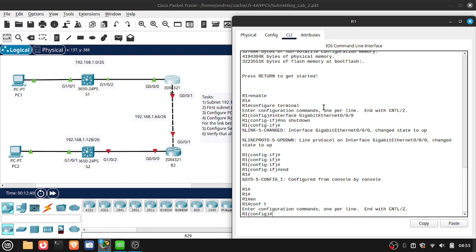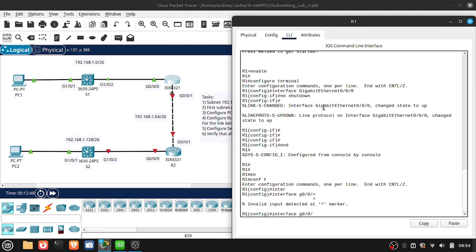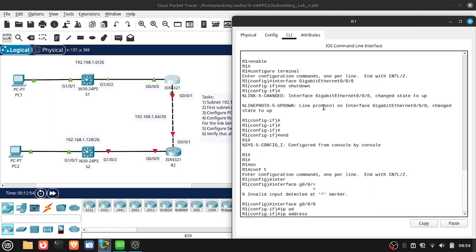Enable, configure terminal, interface gigabit 0/0/0. IP address. This is going to be our default gateway, and our default gateway is the last usable IP address, not the broadcast. So it's going to be 192.168.1.63. No, because this is the broadcast, and it's going to show you an error. So let me show you.